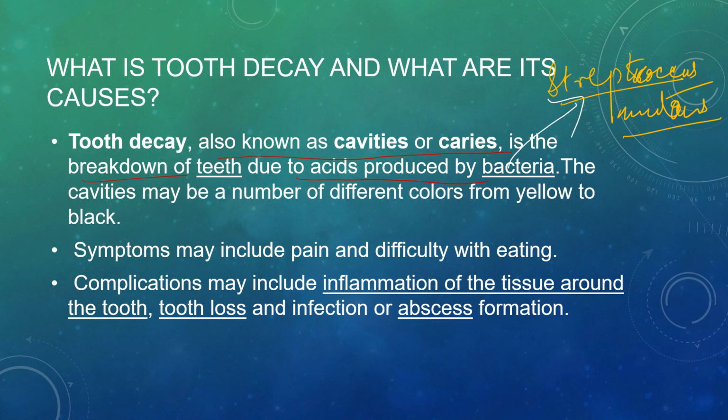The cavities may be a number of different colors, from yellow to black. They may be yellowish in color, and the decaying part may be black. Symptoms may include difficulty in eating and pain. Complications may include inflammation of the tissue around the tooth, tooth loss, or infection or abscess formation. An abscess is a swollen part with an accumulation of pus or bad blood. So there may be tooth loss, and inflammation of the tissue around the tooth may also happen when there is tooth decay.